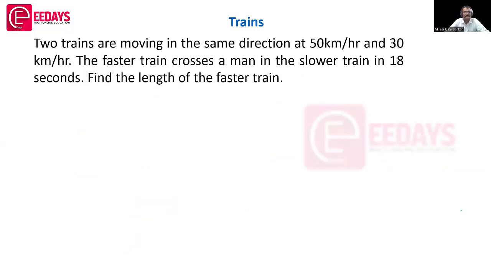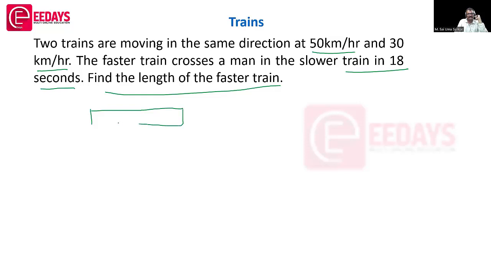Next example. 2 trains moving in the same direction at 50 kilometers per hour and 30 kilometers per hour. The faster train crosses a man in the slower train in 18 seconds. Find the length of the faster train.